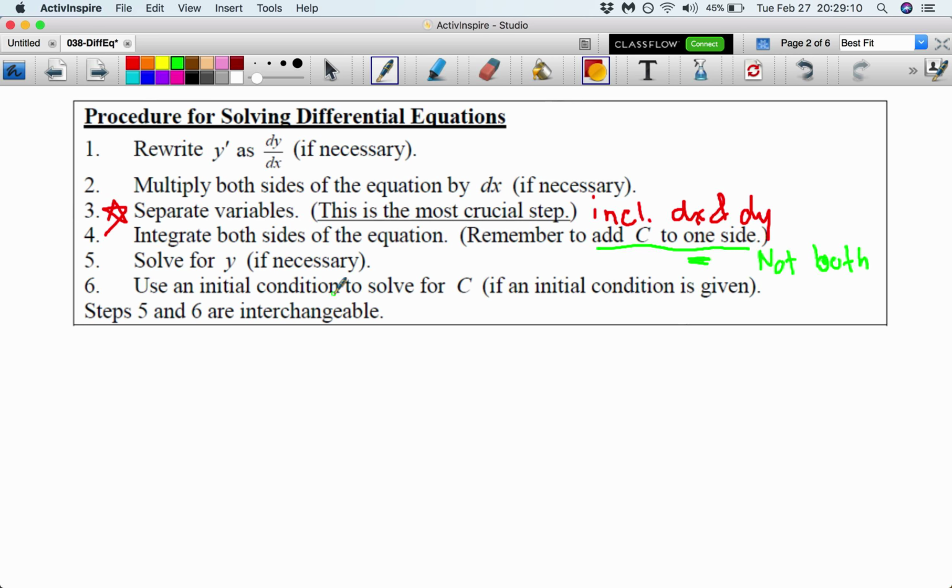Then we're going to solve for y if necessary. And here, if necessary means if the problem asks us to solve for y. And then we'll use an initial condition to solve for c if we have one. You can do that first. Sometimes that's better. We'll see. Here we go. Let's get some experience.